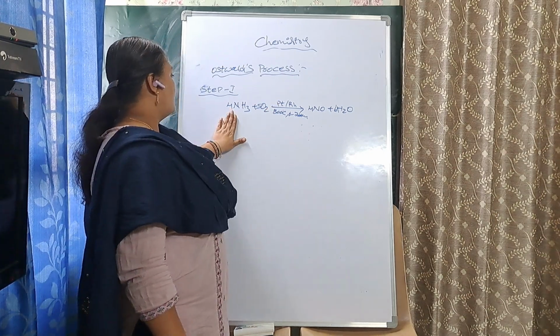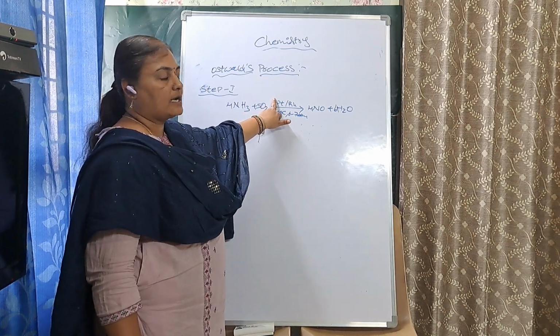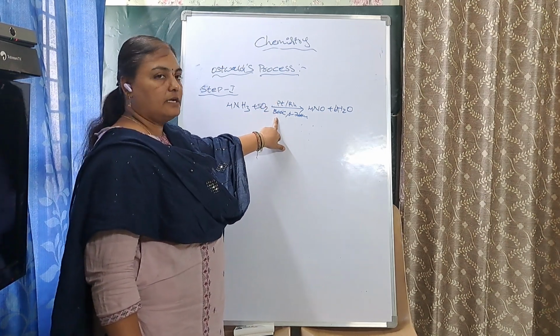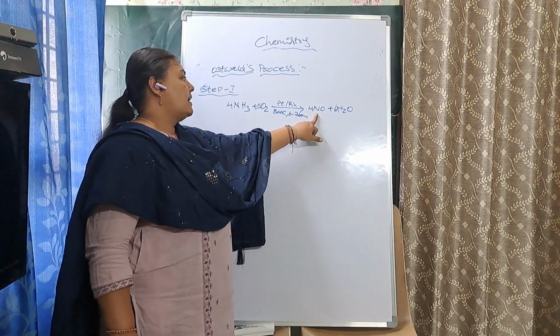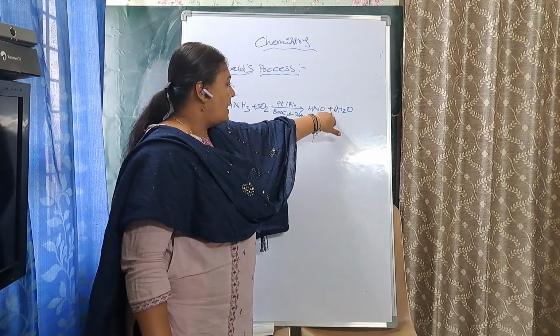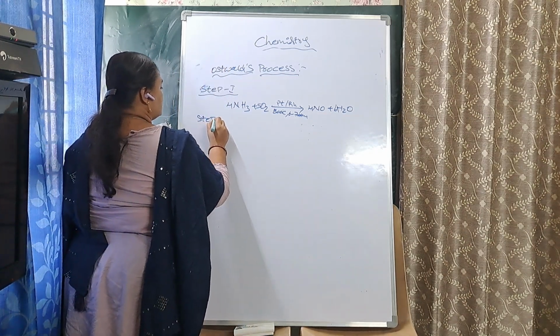Okay. When ammonia reacts with oxygen in the presence of platinum catalyst and temperature 800 degrees centigrade, pressure 6 to 7 atmosphere, we get nitric oxide and water. And take this nitric oxide to second step, step 2.